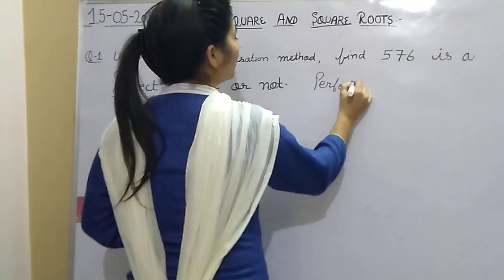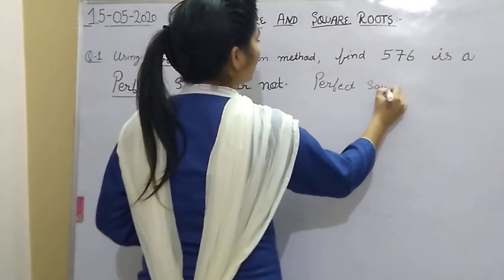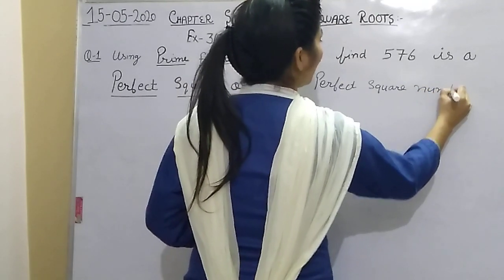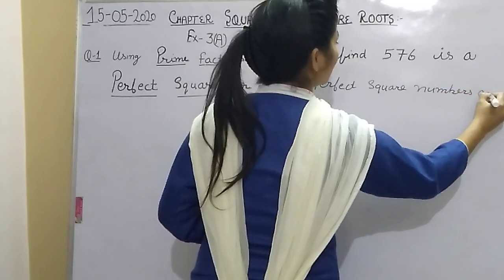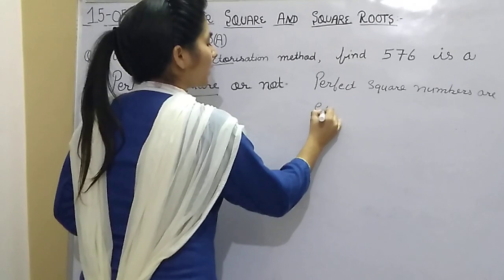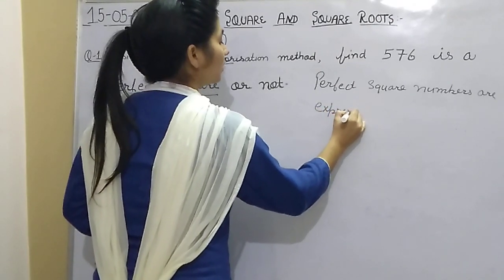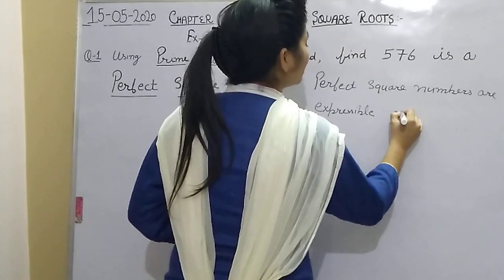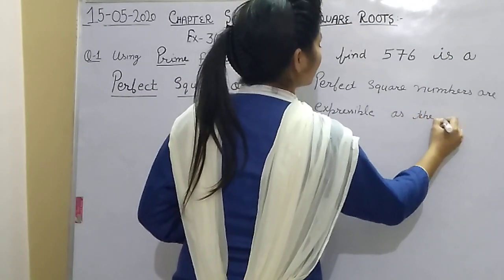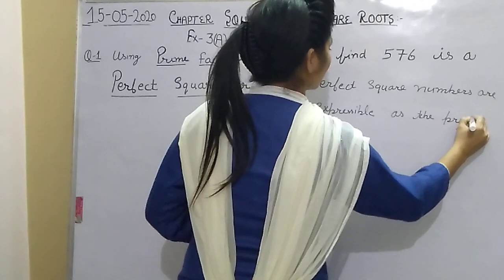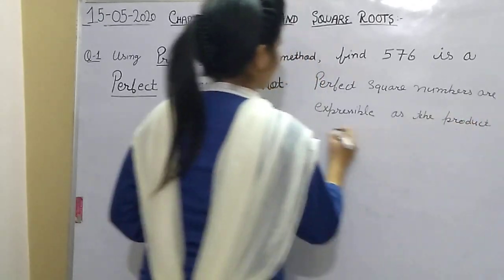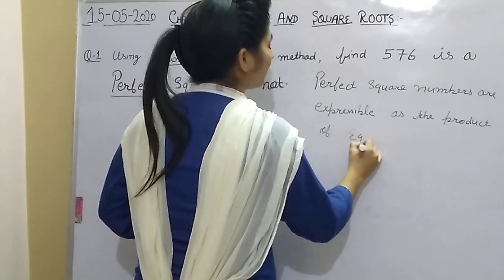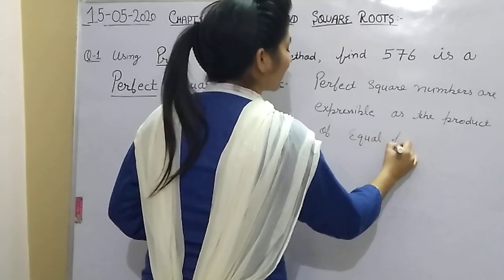Perfect square numbers are expressible as the product of equal primes, equal factors.